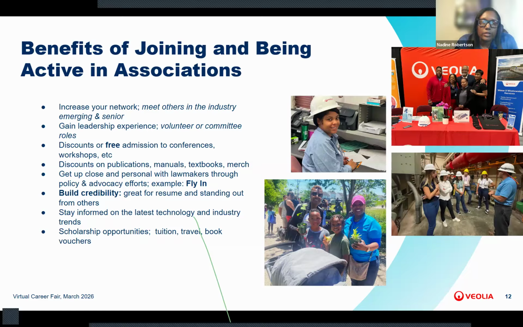These scholarship opportunities also give you the opportunity to travel to these different conferences. They pay for room and board. They give you book vouchers. So WEF has a ton of manuals, as well as AWWA, that you guys can take advantage of and help prepare you to take these state operator certification exams.